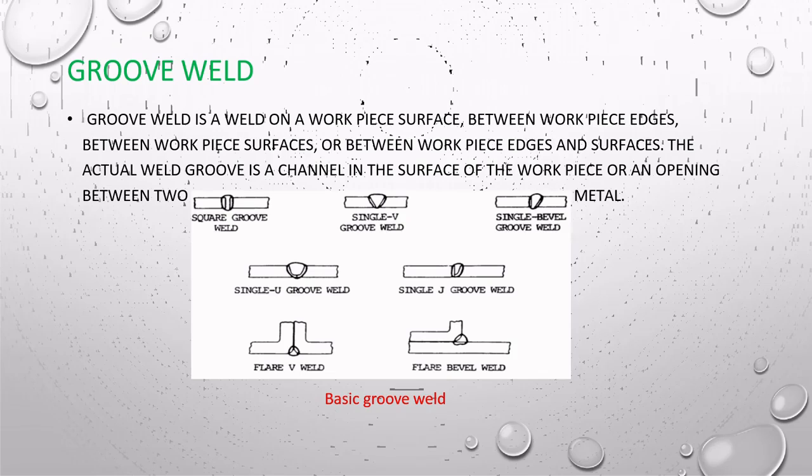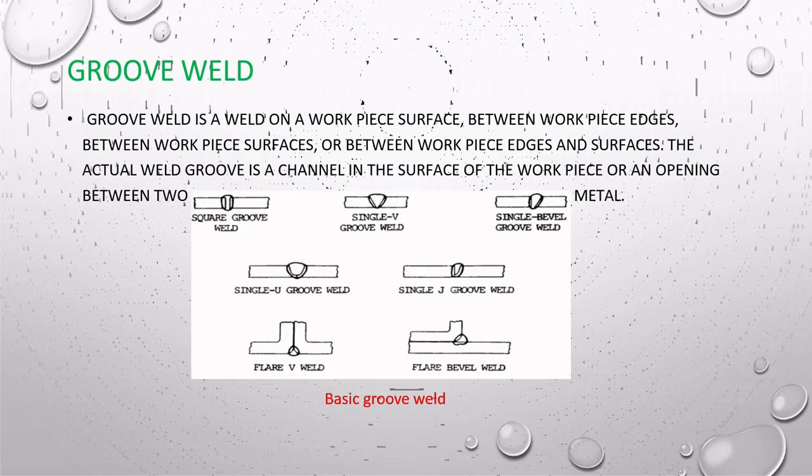Groove weld is a weld on a workpiece surface, between workpiece edges, between workpiece surfaces, or between workpiece edges and surfaces. The actual weld groove is a channel on the surface of the workpiece or an opening between two joint members, providing space to contain weld metal. So, here are the basic types of groove weld. Square groove weld, single V groove weld, single bevel groove weld, single U groove weld, single J groove weld, flare V weld, and last, flare bevel weld.